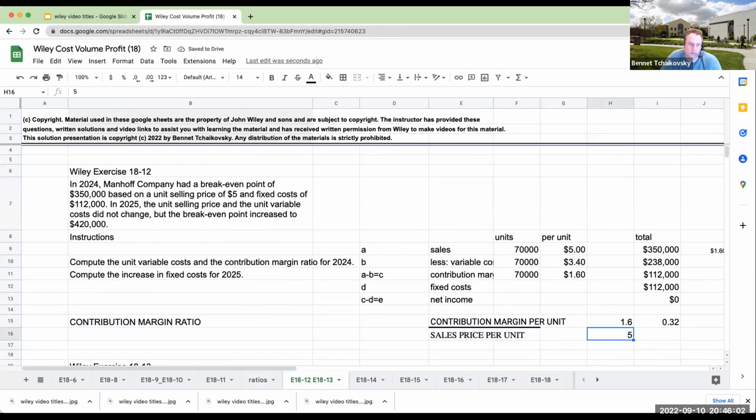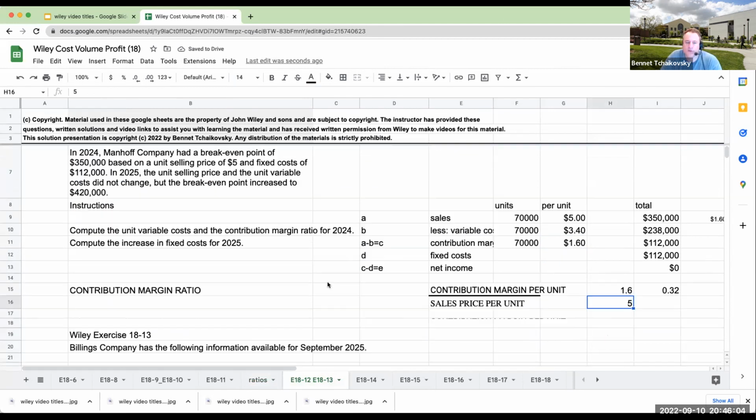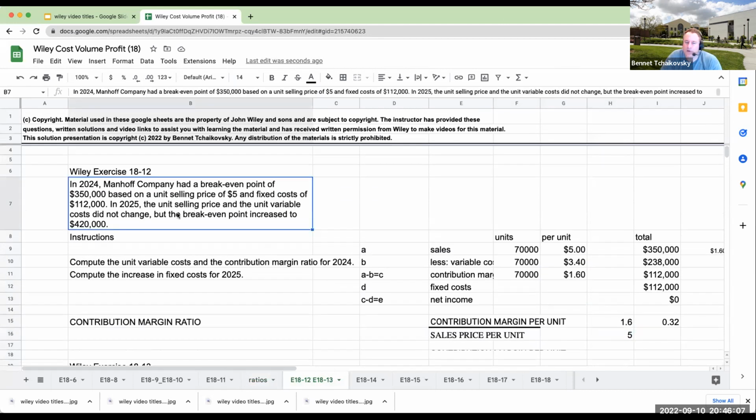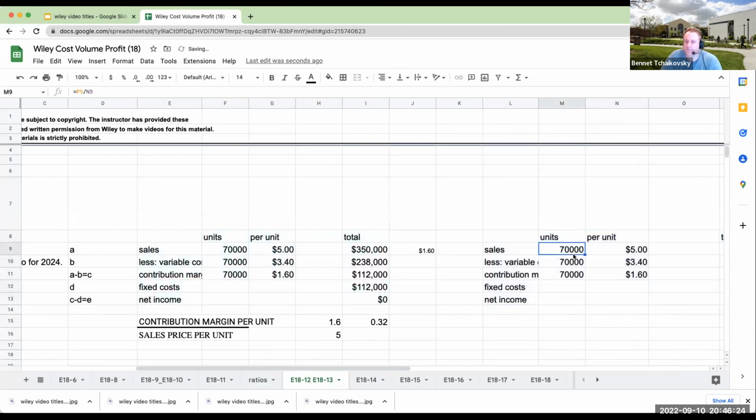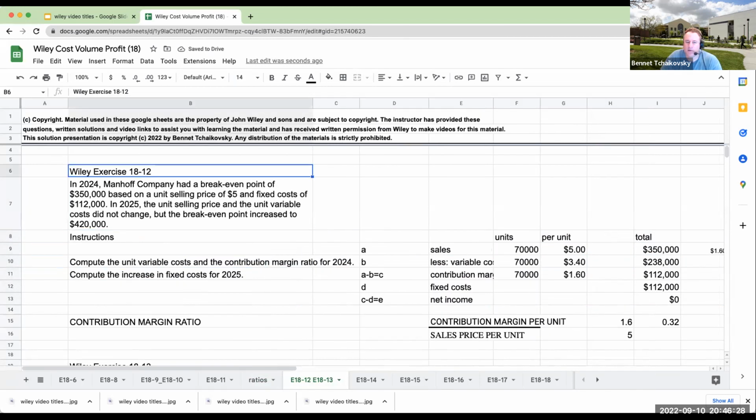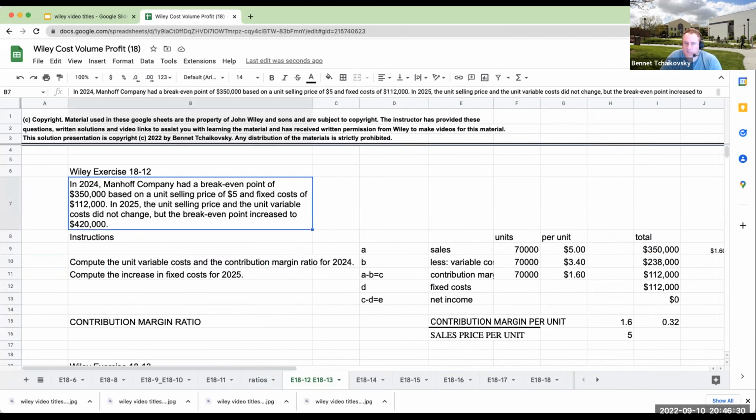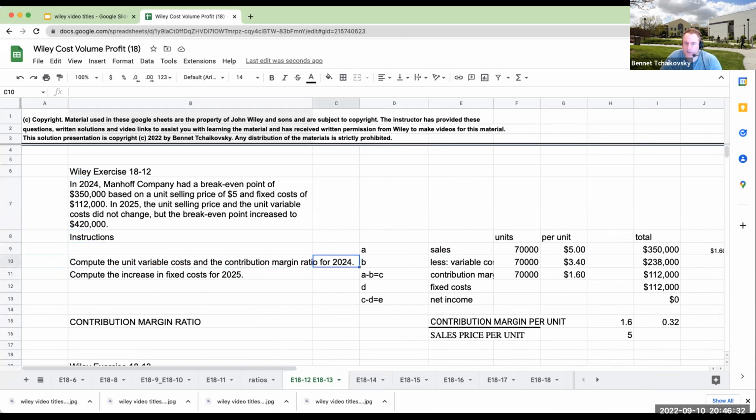or 0.32. Okay, so then in 2025, the unit selling price and the unit variable cost did not change, but the break-even point increased to 420. All right, so let's take a look. It tells me that my unit selling price and unit variable cost did not change.